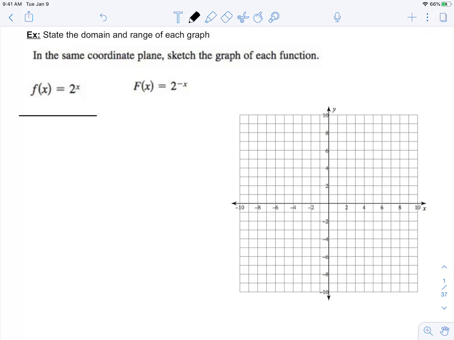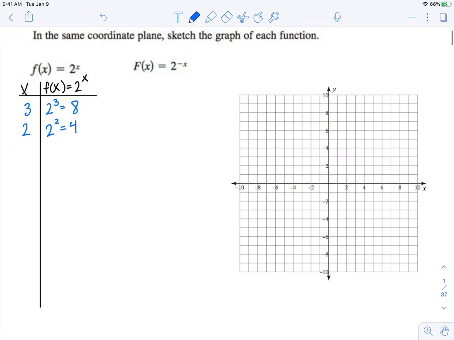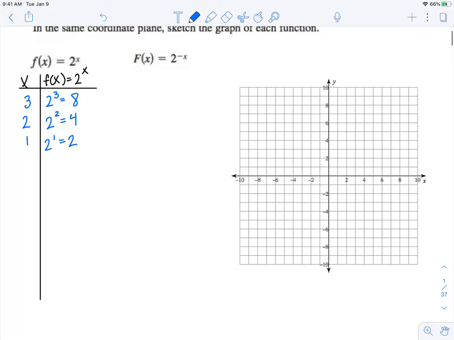So the quickest way to visualize a function is to make a table and input some x values. Our input is x, our output is f of x equals 2 to the x. So the first number I can put in, I'm going to start with positive numbers. 3, 2 to the third is 8. I can plug in 2. 2 squared is 4. I can plug in 1. 2 to the 1 is 2. I can plug in 0. Anything to the 0 power is 1.